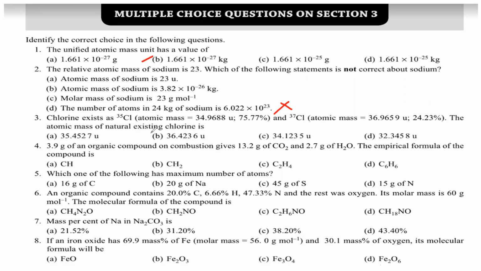Next, chlorine exists as two different isotopes. One is chlorine 35, whose atomic mass is 34.9688 u, at 75.77%. And the second isotope of chlorine is chlorine 37, whose atomic mass is 36.9659 u, at 24.23%. The atomic mass of naturally existing chlorine is, so to find the atomic mass, we have to consider 34.9688 into 75.77 by 100 plus 36.9659 into 24.23 by 100. After calculating, you will get the answer.